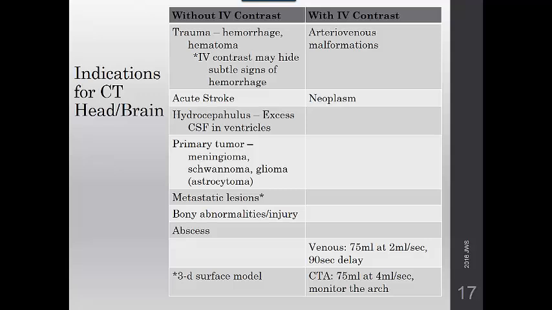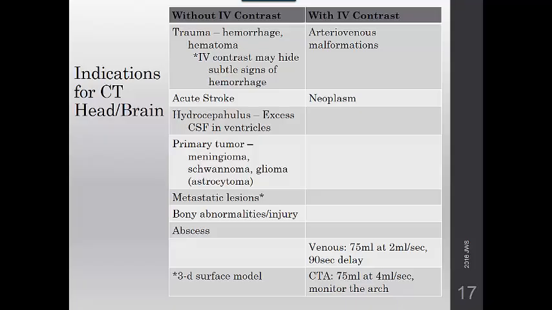On this slide are the indications for CT head. On the without IV contrast side on the left of the table, the indications that are listed are trauma, which can be hemorrhage or hematomas. Remember this, IV contrast may hide subtle signs of hemorrhage because the blood and the IV contrast are hyperdense compared to the brain tissue. So if IV contrast is floating around in the brain, it can mask a bleeding vessel.